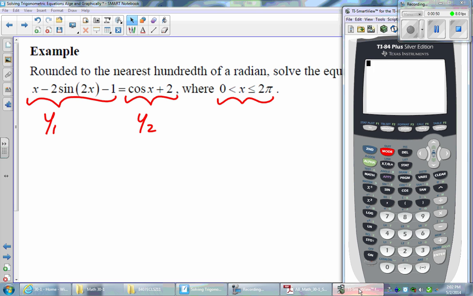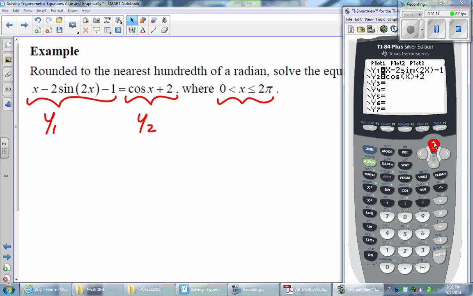First of all, check if you're in the right mode. We should be in radian mode, in which we are, and then go to y equals. So remember, your y1 is going to be the left-hand side of that equation: x minus 2 sine 2x minus 1. And we're going to go ahead and put the right-hand side in, which is cos x plus 2.